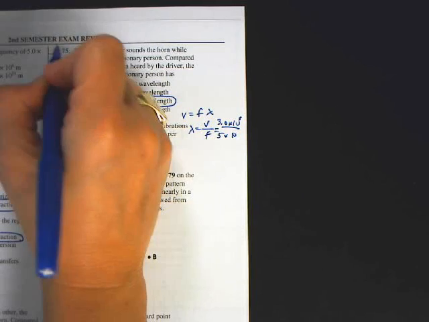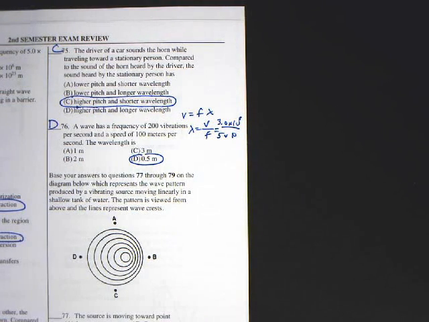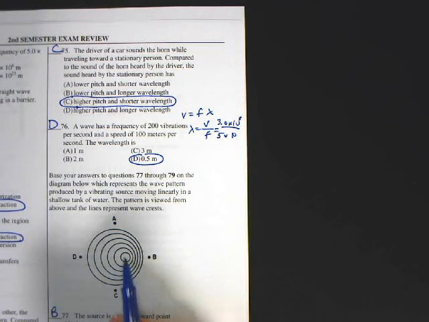So here's a picture. It says base your answers to questions 77 through 79 on the diagram below, which represents the wave pattern produced by a vibrating source. The pattern is viewed from above. The lines represent the wave crests. The source is obviously moving towards point B, because here the source is catching up to the waves that are coming out of it.